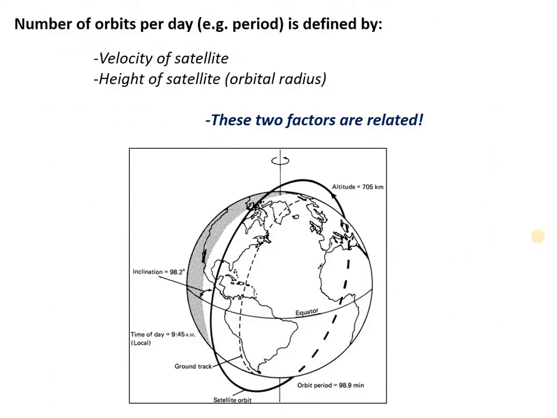Okay, so I want to move towards the end of this video by talking about what controls the orbital period, and thus the repeat time and also the spatial resolution of satellites. The number of orbits per day is defined by the velocity of the satellite and the height at which the satellite is flying. And it turns out these two things are totally related.